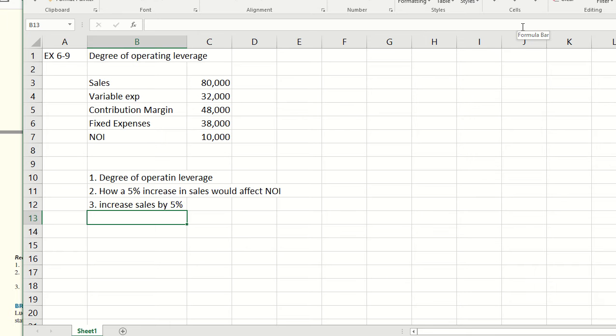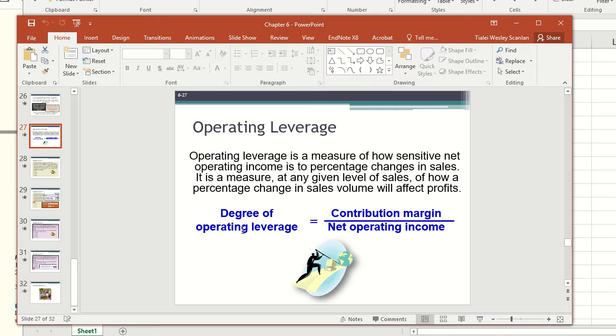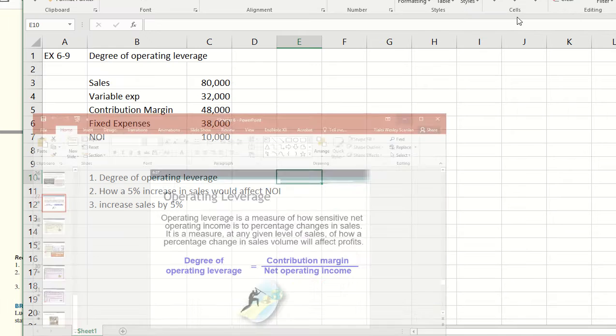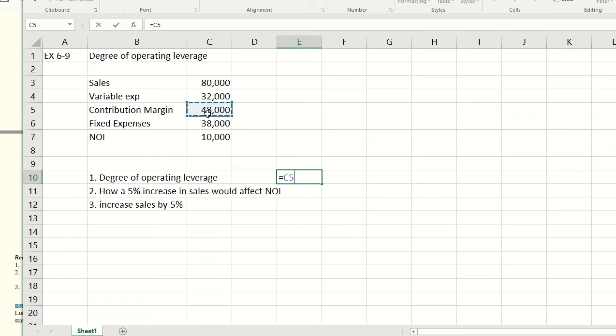So number one, what is the degree of operating leverage? We're going to calculate that, and the formula, again, is the contribution margin over the net operating income. Contribution margin divided by the net operating income. Our degree of operating leverage is 4.8, right? So 4.8 times, you could say, but it's a 4.8 degree of operating leverage.